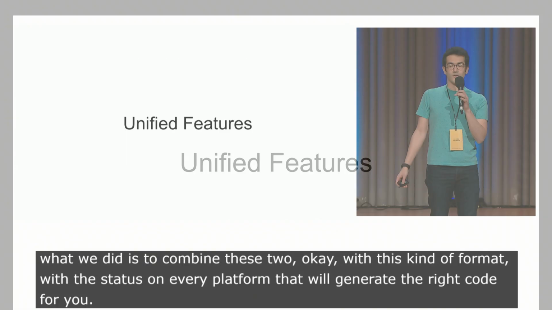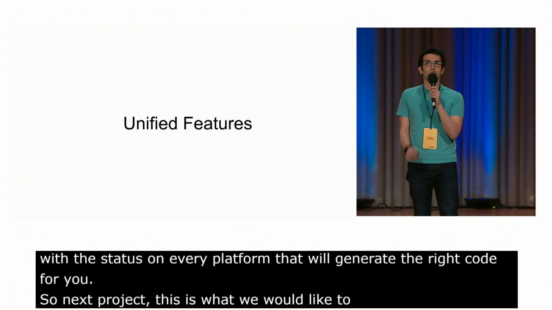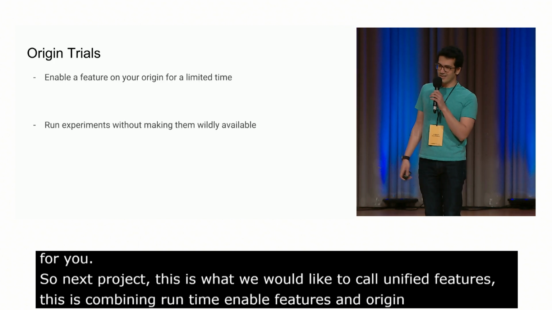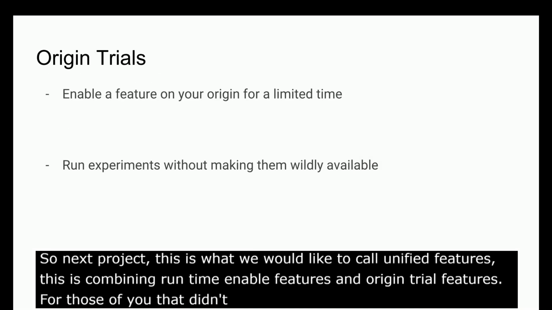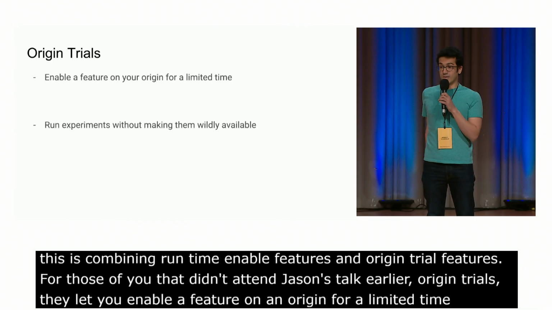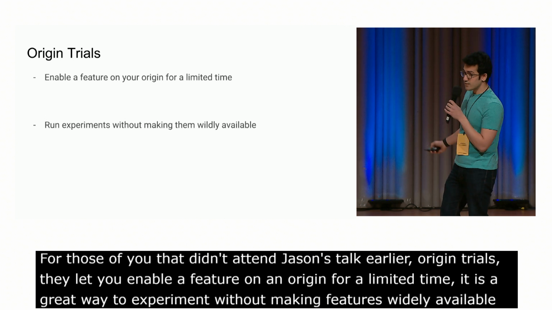Okay, next project, this is what we like to call unified features. It's basically combining runtime-enabled features and origin trial features. For those of you who didn't attend Jason's talk earlier, origin trials let you enable a feature on an origin for a limited time. It's a great way to experiment without making the feature widely available. So what do you have to do if you want to put your feature in an origin trial?